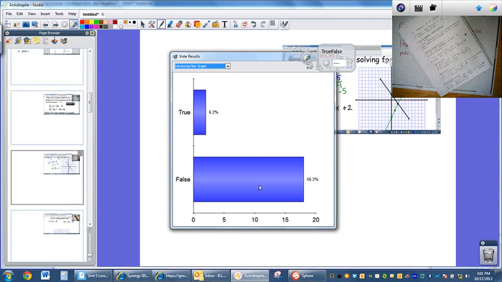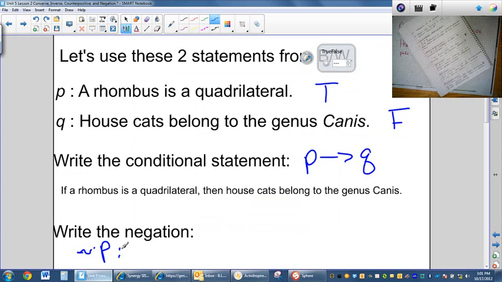We have most people thinking that it's false. So let's look at that. If a rhombus is a quadrilateral, the hypothesis is true. The conclusion is false. If true, then false, it's false.